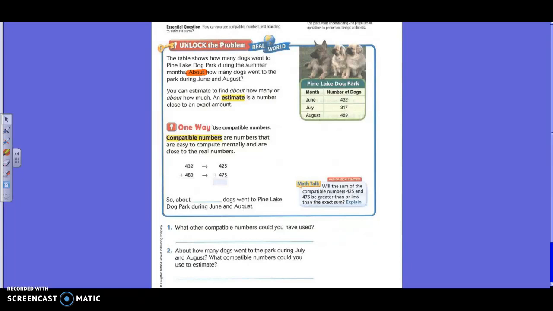So, in June, 432, which they did a compatible number to 425, and then 489 was in August, so they put that here and they rounded it, or not rounded, but used compatible numbers here. So now we're going to find the answer. Now we can just add if you want. 5 and 5 is what? 10. So you put a 0, and then a 1 at the top.